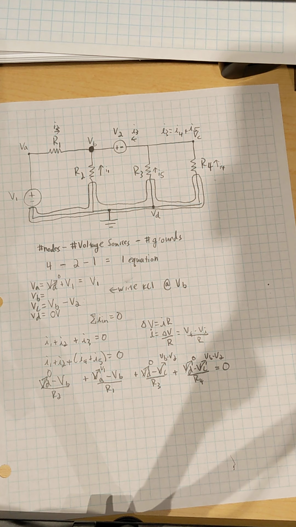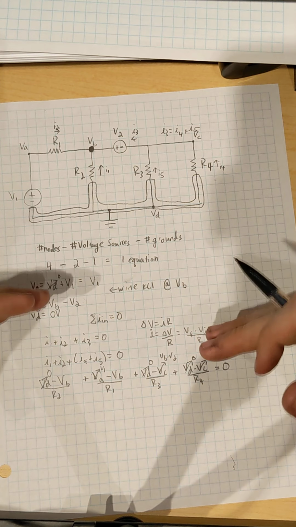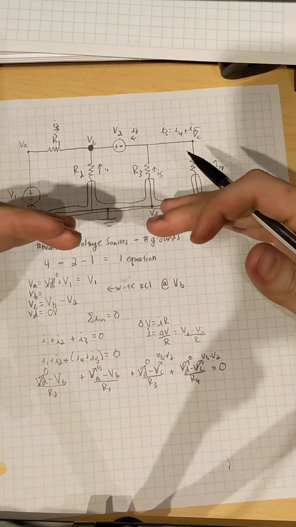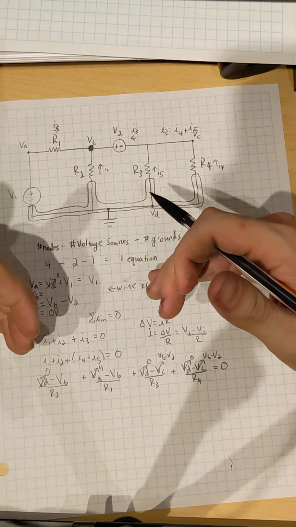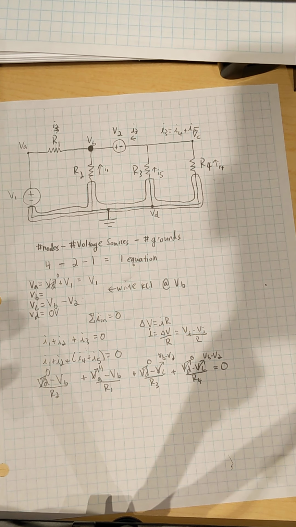I'm not going to show the rest of the steps. I think they're pretty basic. It's just some basic algebra. The most important part is the setup, and really do this in order. Figure out how many equations you need. Write down all your variables because it tells you where to write your KCL equations.